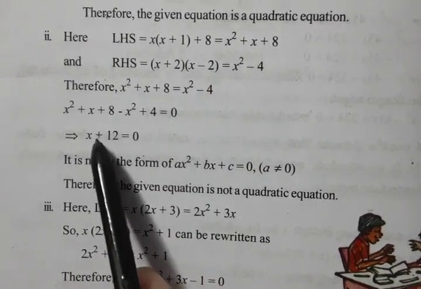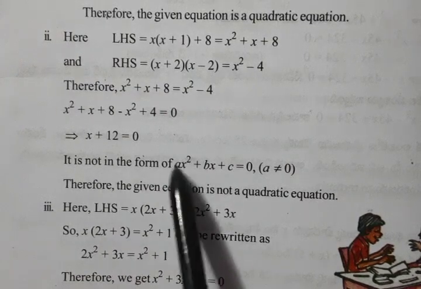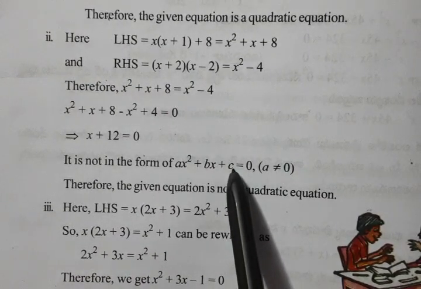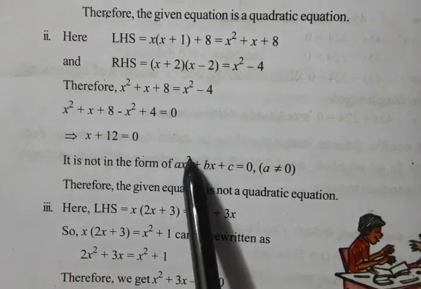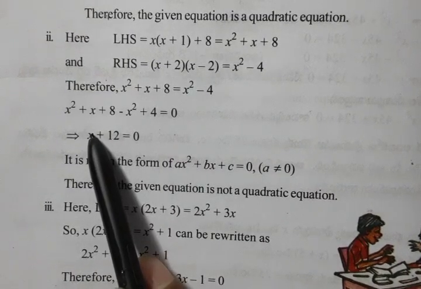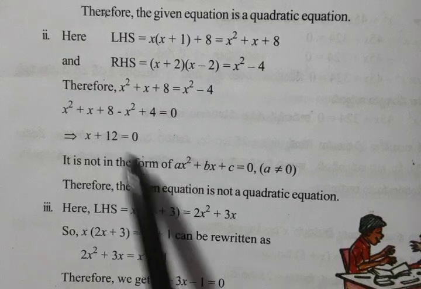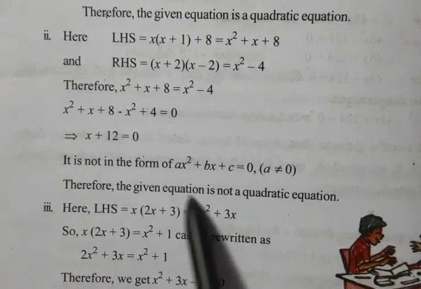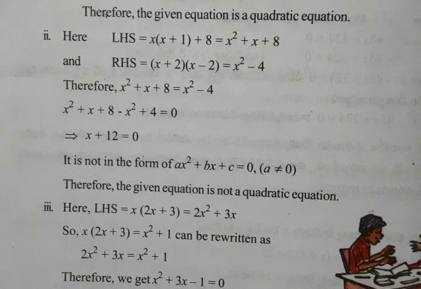But it is not in the form of ax square plus bx plus c. Yes or no? There is no x square. Its degree is only 1. Its degree is not 2. So it is not a quadratic equation. Therefore, the given equation is not a quadratic equation.